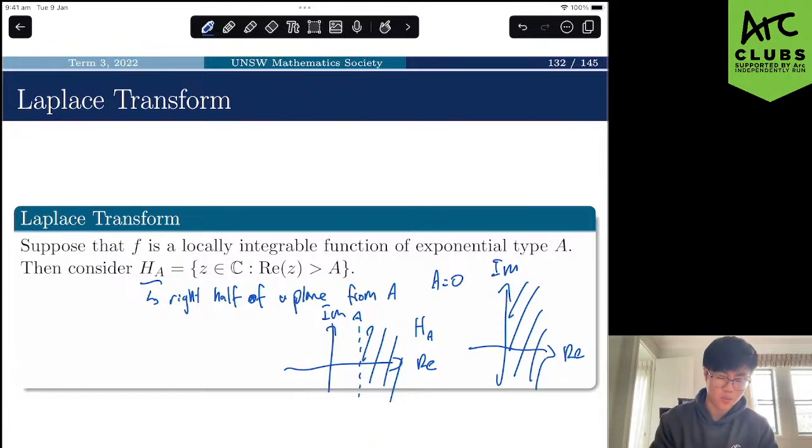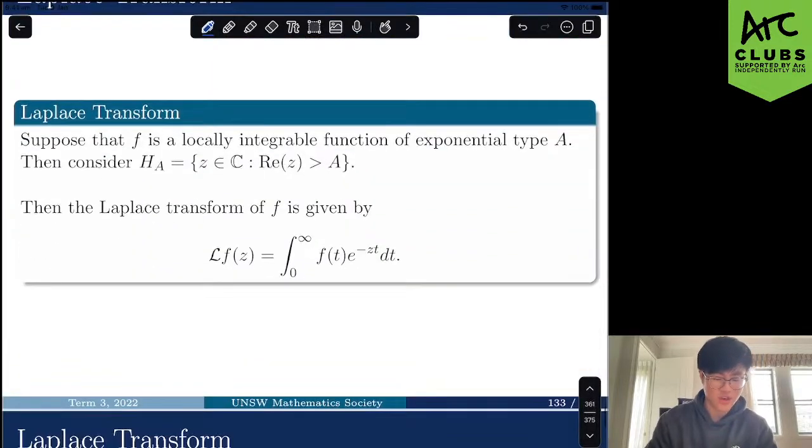I guess the transform, so going to the transform, considering this half of the plane, the Laplace transform, typically given by this little L looking shape, is the integral of f of x multiplied by e to the minus zt. Once again, just another formula that we're looking at here. Let's look at a practice question then.